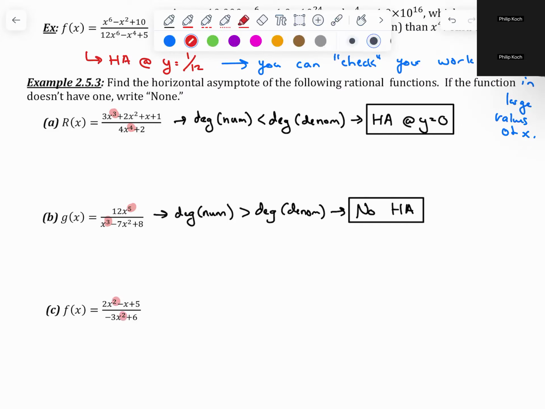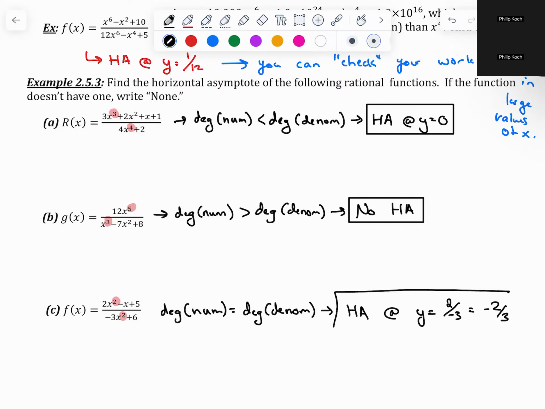And then the last one, if we're looking at this one, the degree of the numerator and the degree of the denominator are both degree 2. The degree of the numerator equals the degree of the denominator. So that means that there's an HA at y equals 2 over negative 3, which is negative 2/3. And this time, it's because they're increasing at the exact same rate. The x squared and the x squared.